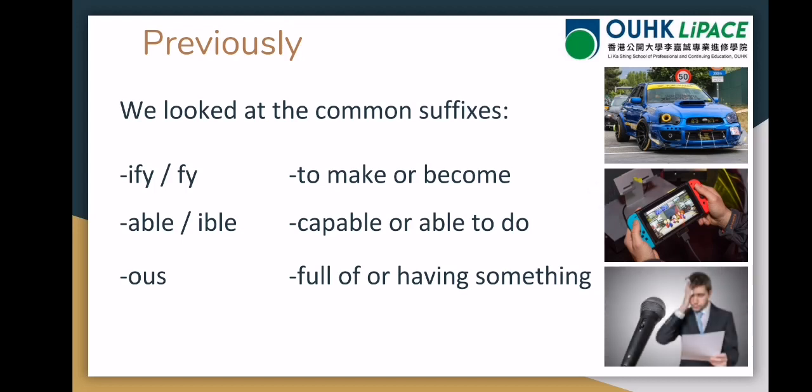So for example, nervous means you are full of nerves or you have a lot of nerves. So maybe before a big presentation you will feel nervous, a little bit worried. So we're going to look at some more common suffixes today and what they generally mean. Again, there are always exceptions in English. Not every word ending in ous or something like that will have this meaning, but a lot of them do.